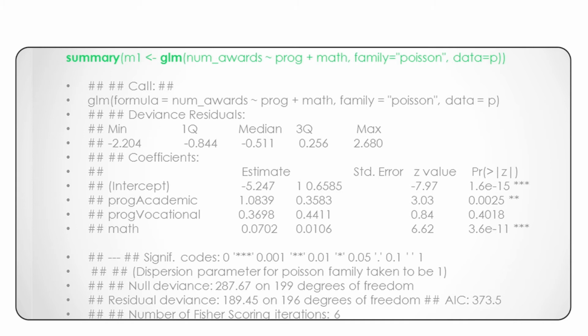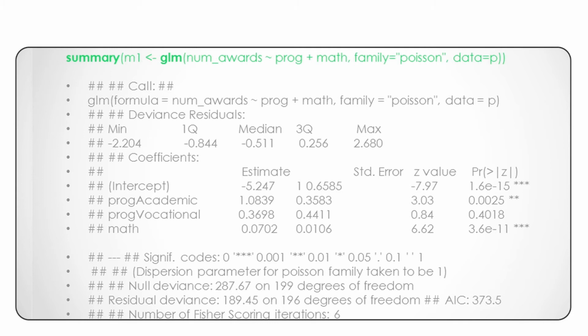There is an intercept. There are two coefficients for program academic and program vocational. So note that general has been used as a reference category, and academic and vocational correspond to the coefficients of two dummy variables for each of these two categories. And also we have a coefficient for the math variable, which, as you recall, is continuous.